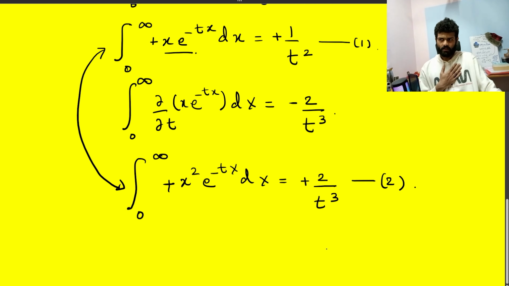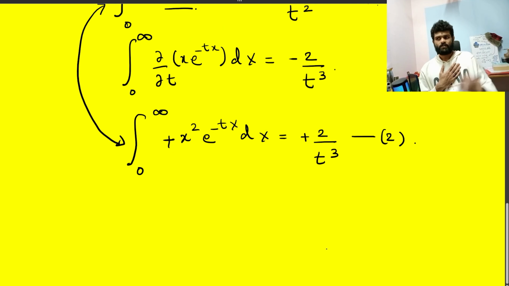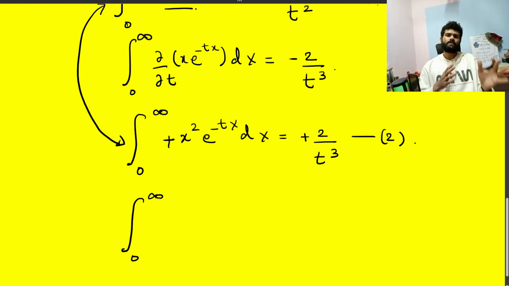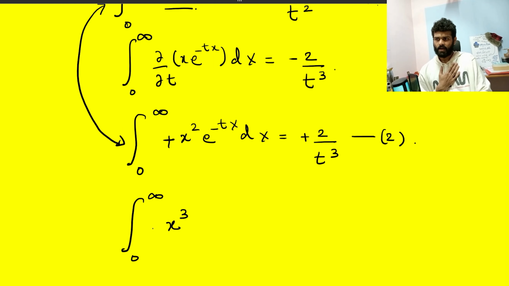Now, if you differentiate this one more time, again the derivative goes inside the integral, and this will become minus x cubed e to the power minus tx dx is equal to minus 2 times 3 divided by t to the power 4. Now you can cancel the minus signs, and this is what you get.